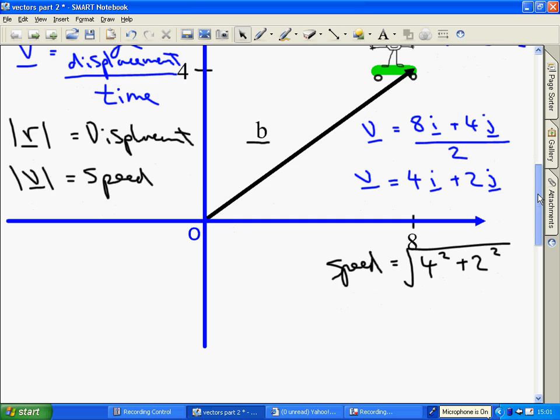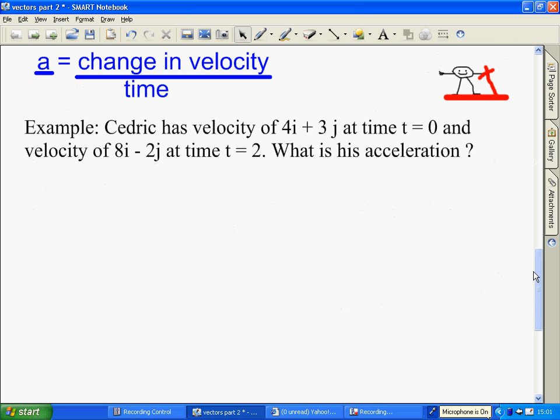Okay, final part now, and we have Bob's friend Cedric on his other scooter to help us. Acceleration, the acceleration vector is change in velocity divided by time. Now in this example here, if Cedric has velocity 4i plus 3j, and that changes to a velocity of 8i minus 2j over a period of 2 seconds, what is his acceleration? I need to say we're making the assumption here that he has constant acceleration throughout this motion. Okay, it's a very important point to make.